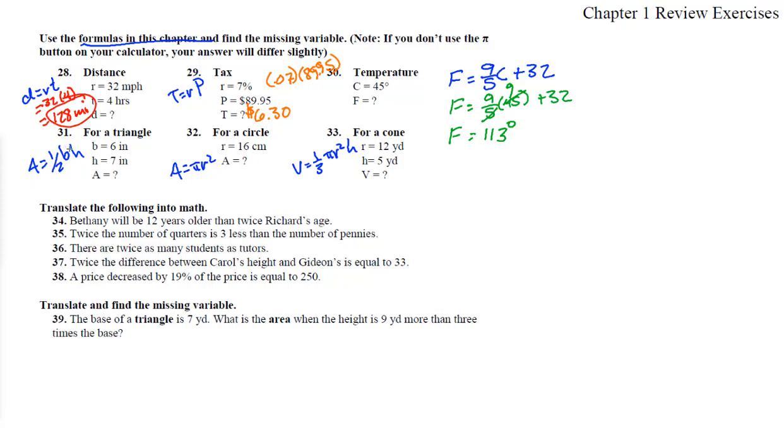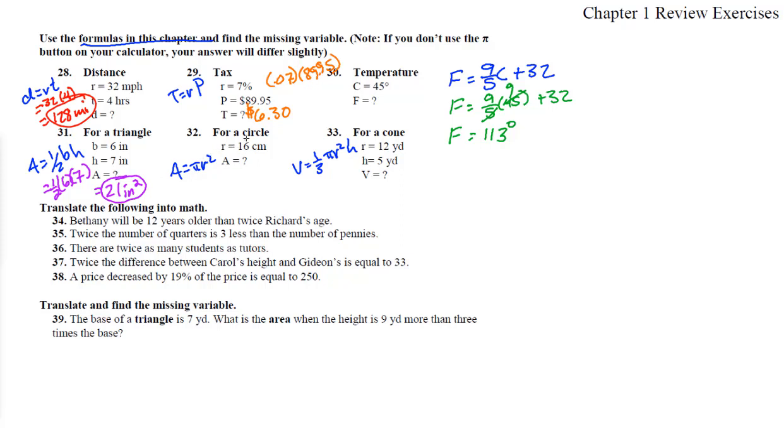Excellent. Number 31. The base is 6, the height is 7, the area is 1/2 base, which is 6, times height, which is 7. That's 1/2 times 6 is 3 times 7 is 21. And notice that these are in inches, and inches times inches gives you inches squared, which is the appropriate units for an area.